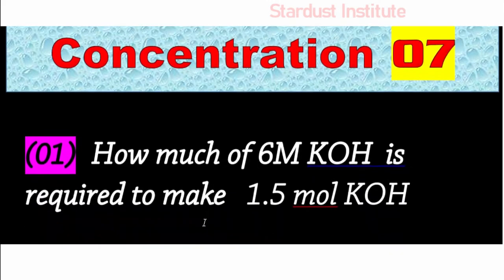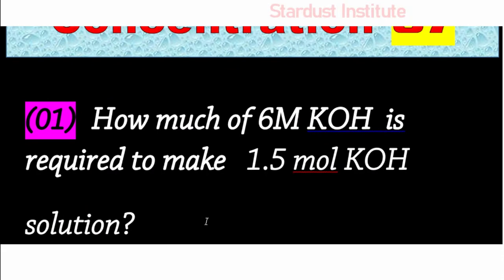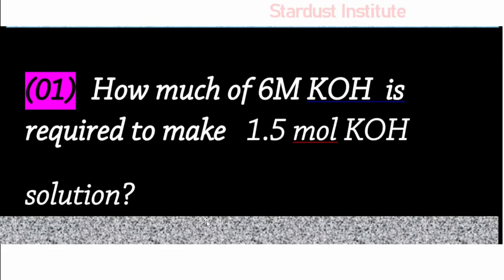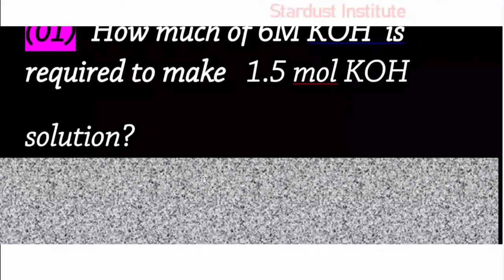First one, how much of 6M KOH is required to make 1.5 mole KOH solution? Here we can use the formula of molarity. M equals N divided by V.